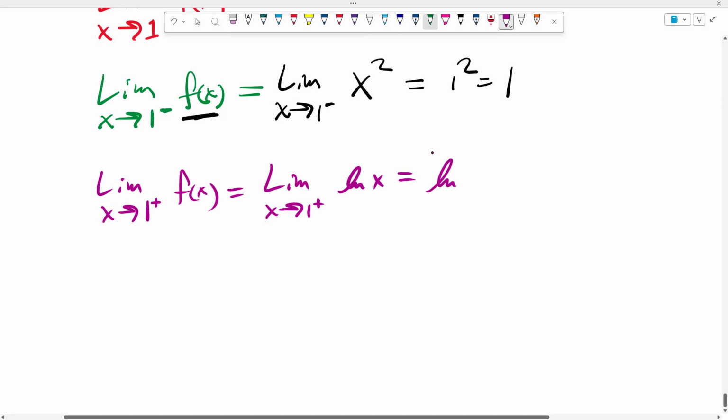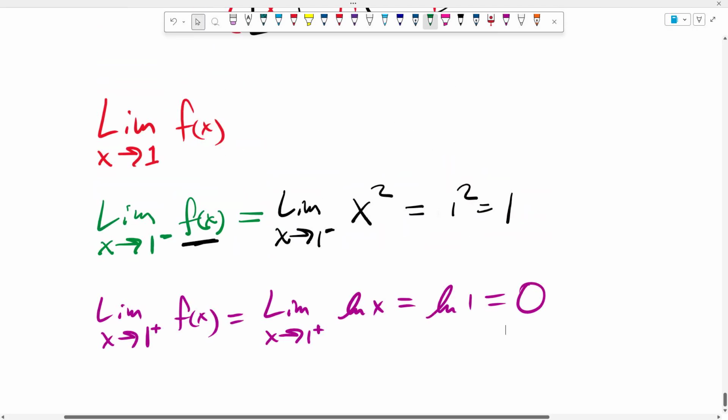So the left-hand limit exists, the right-hand limit exists. So what is this limit as x approaches 1? It does not exist, because the left-hand limit does not equal the right-hand limit.